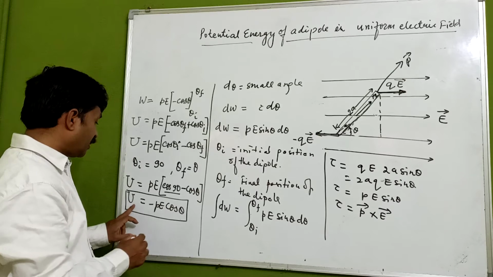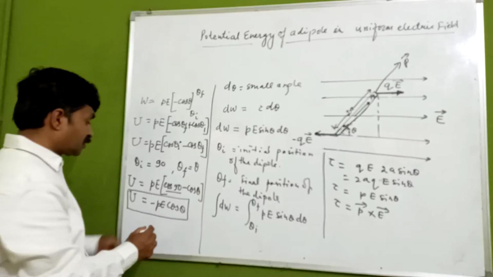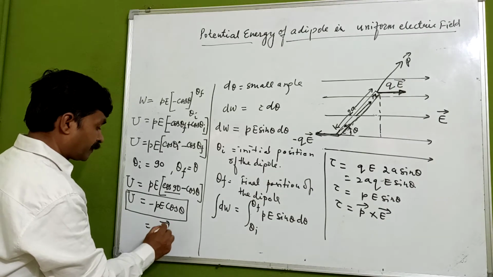So here we are getting U equal to minus pE into cos theta, or we can write it in other words, this.